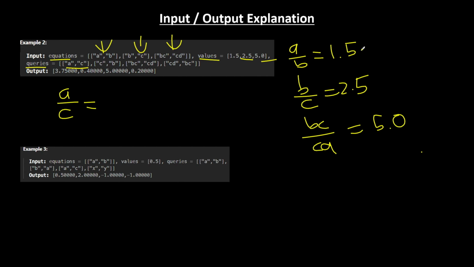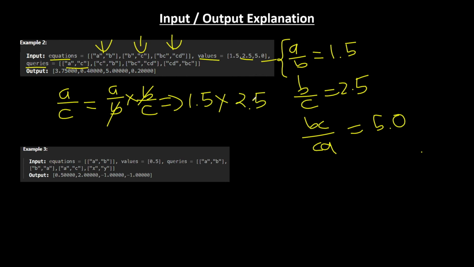Since we have a by b here, and we have b by c, if we multiply them using this property of mathematics, and if we cut them, what was the value for a by b? 1.5. What was the value for b by c? 2.5, right? What happens when we multiply 1.5 with 2.5?